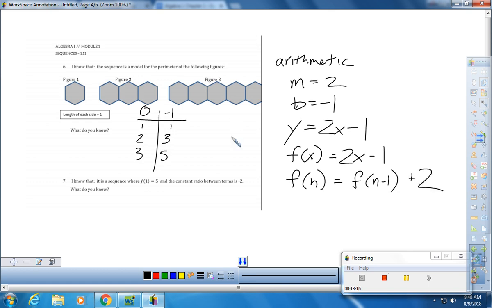The graph is going to look like this. Start at negative 1 and go up 1 every time. Again, we're just sketching. Okay, here we go. Moving on.